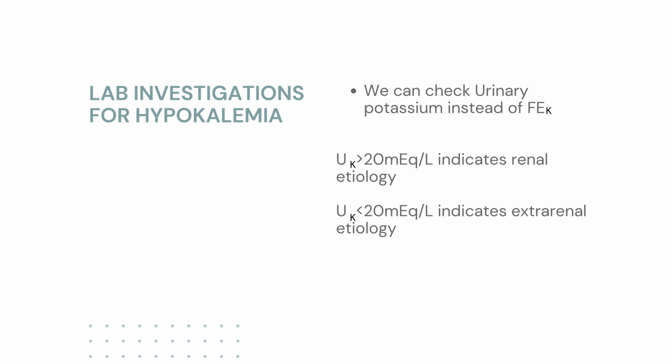If we are not looking at fractional excretion of potassium, or if it is not possible to look at fractional excretion of potassium in the hospital setup, we can look at urinary potassium levels. If the urinary potassium level is more than 20 milliequivalent per liter, it indicates renal etiology because kidneys are not conserving the potassium, and if it is less than 20 milliequivalent per liter, it indicates extrarenal etiology.